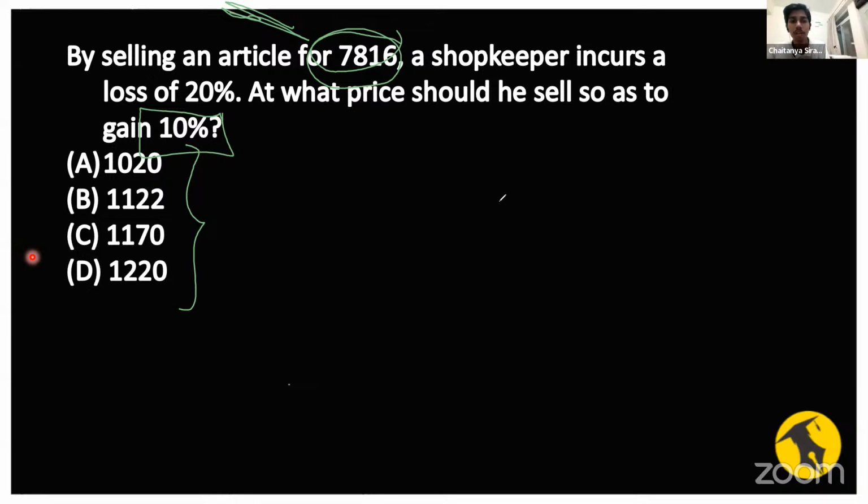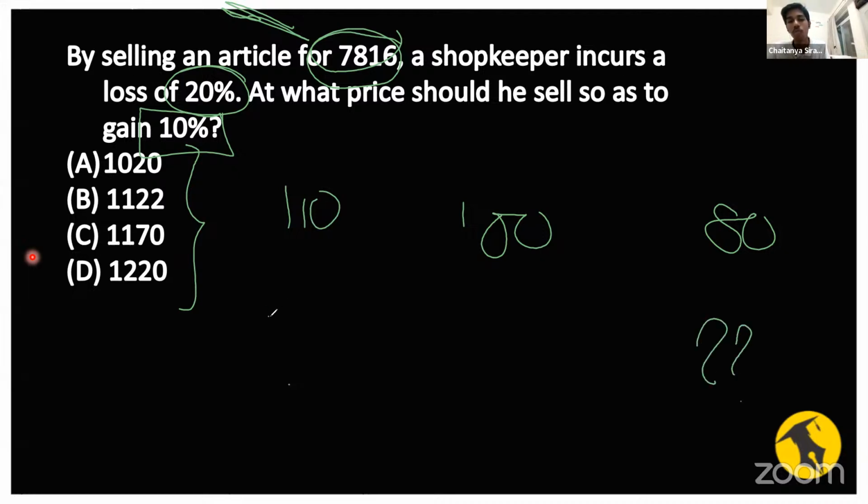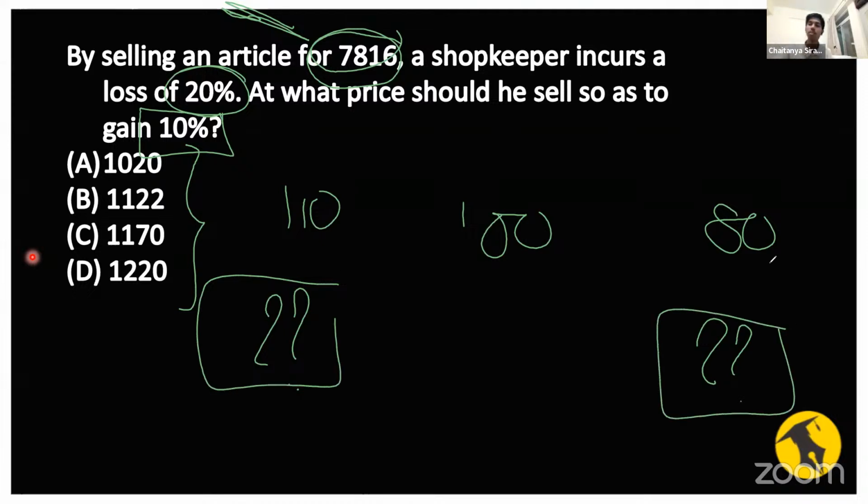Let's say the shopkeeper was selling initially at 100. So for a 20% loss, he was selling at 20. Now he wants to gain a 10% profit, so he should sell at 120, 110. So if you are given this value, can you find either of these values? If one value is given between this, you can find any one. I hope the logic is clear for the question.